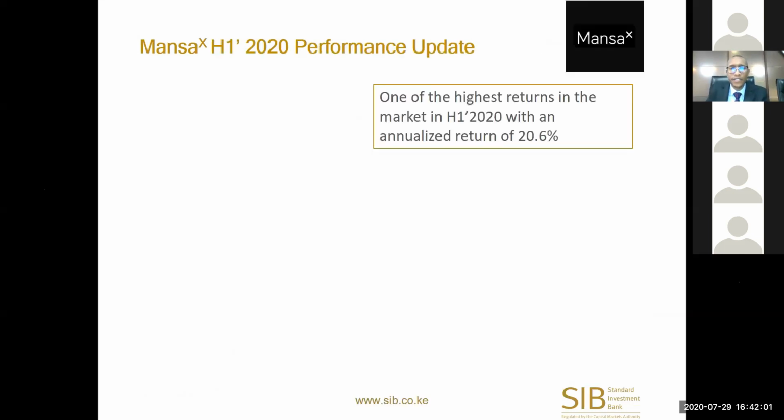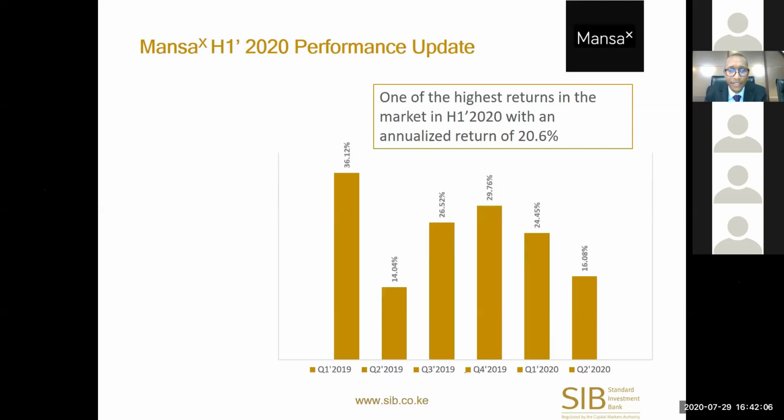So this year, we have returned 20.6% in the first half of the year, and that is our fact sheet. As you can see, we report quarterly. So this is our return from inception to date, from the time we started reporting on a quarterly basis, which was in the first quarter of 2019. As you can see, the returns go up and down, because a lot of Kenyans will ask me, can you guarantee the returns of your fund? Can we have a guaranteed return?